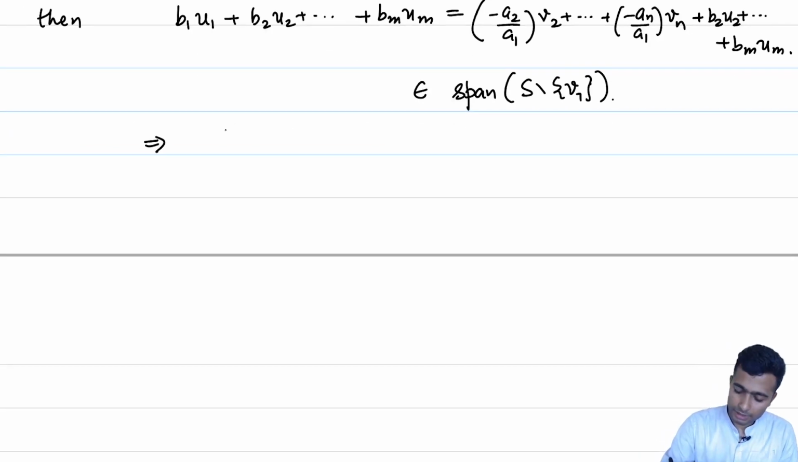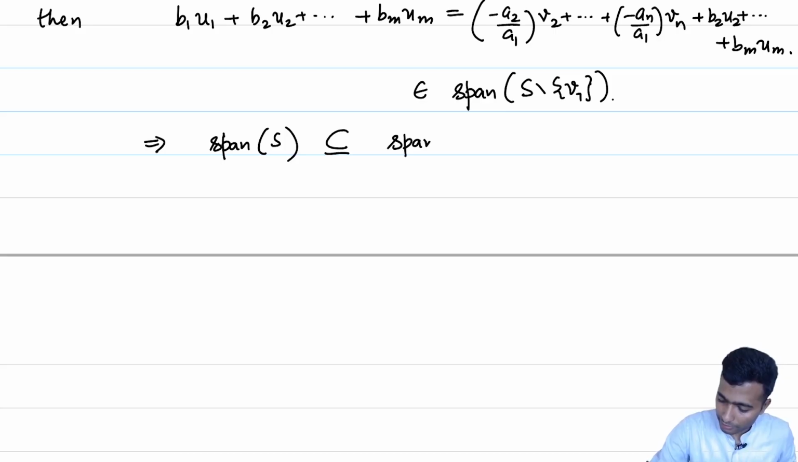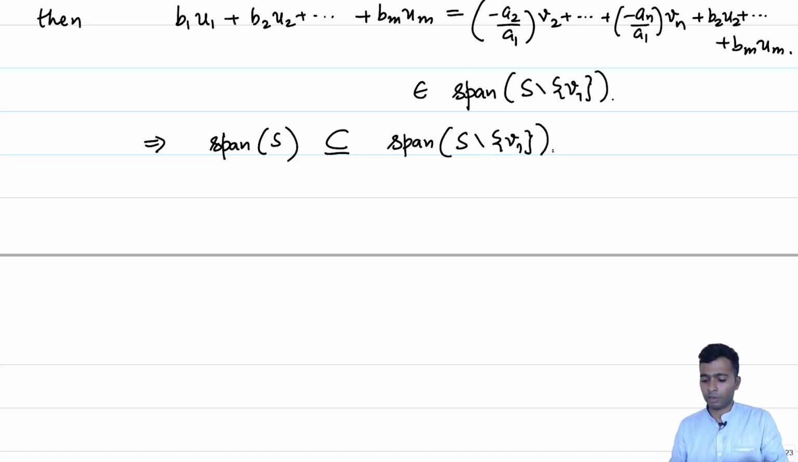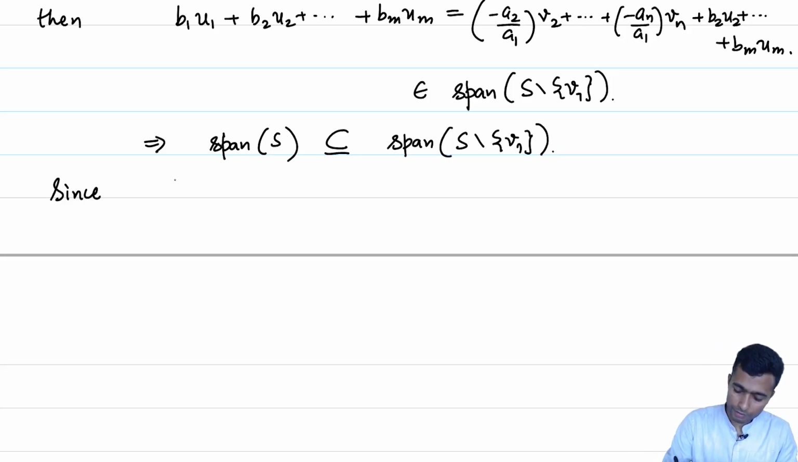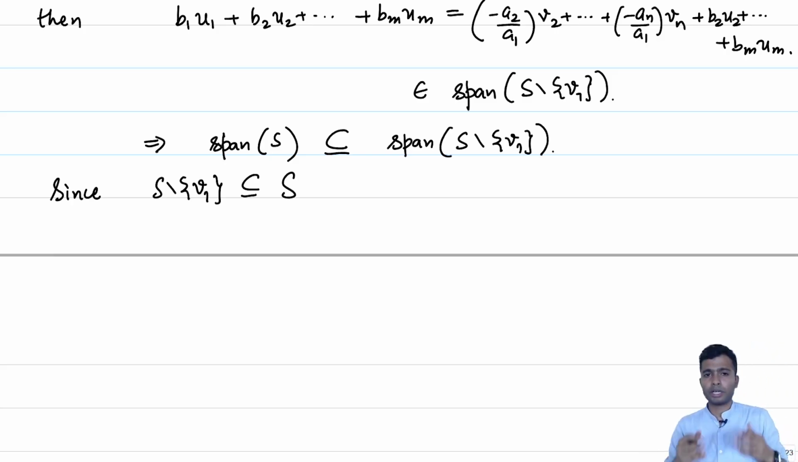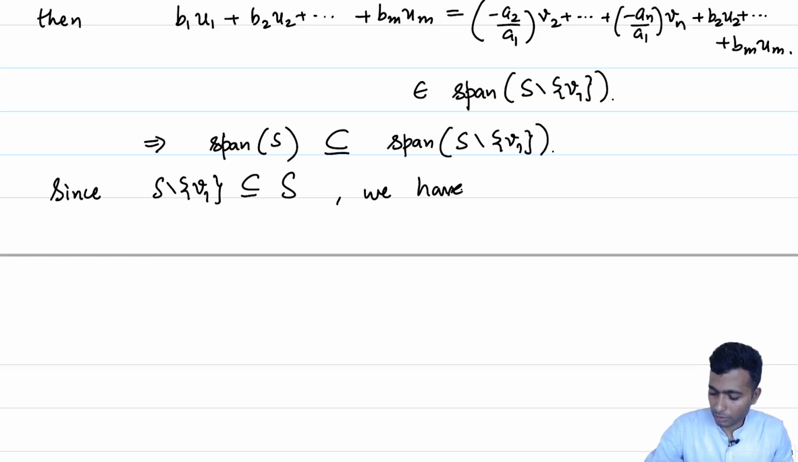So, this implies that span of S, we took an arbitrary element and showed that it is in the span of S minus v1. But span of S minus v1 will always be contained in the span of S, because S minus v1 is a subset of S. Since S minus v1 is contained in S, any linear combination in S minus v1 should necessarily be a linear combination in S. We have the reverse inclusion, span of S minus v1 is contained in the span of S.